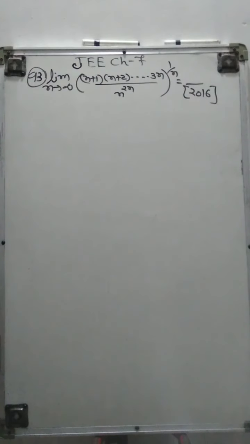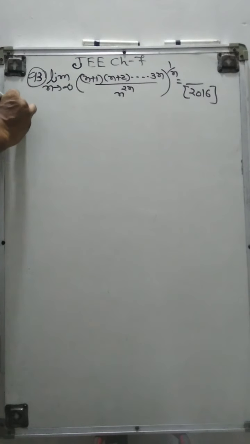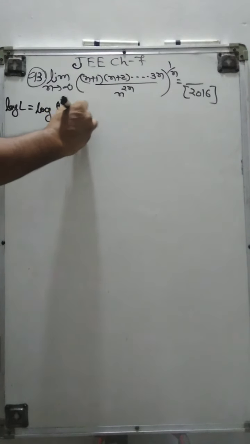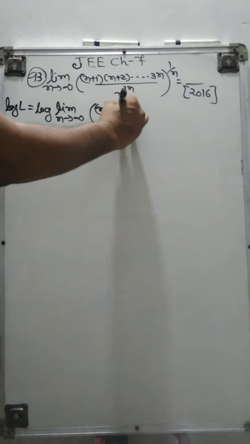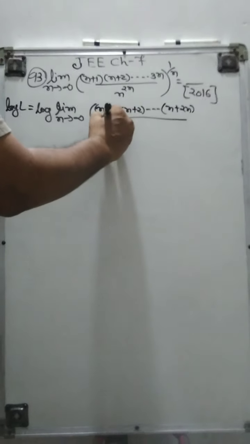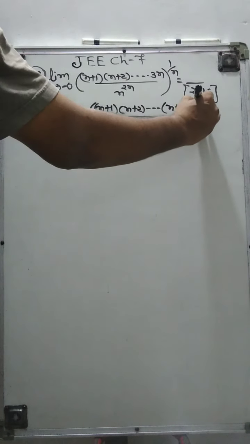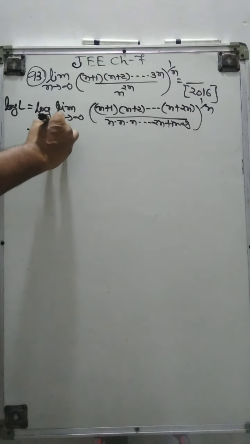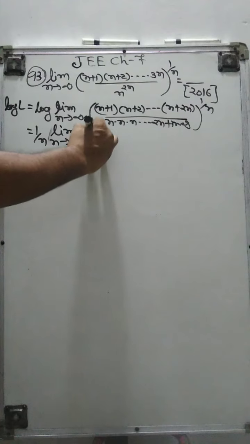So here we take L equal to the given term and we take log L is equal to log of limit n tends to infinity, (n plus 1)(n plus 2) up to (n plus 2n) whole upon n into n into n, 2n times, raised to 1 upon n. 1 upon n we are taking common, means in multiplication, limit n tends to infinity log.